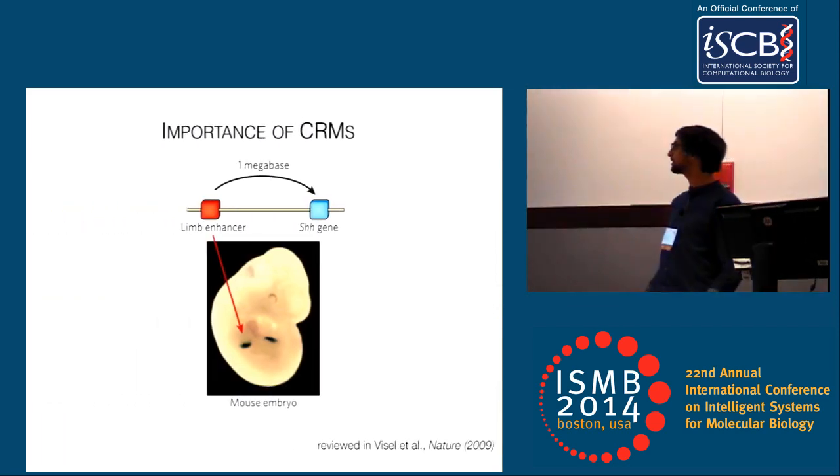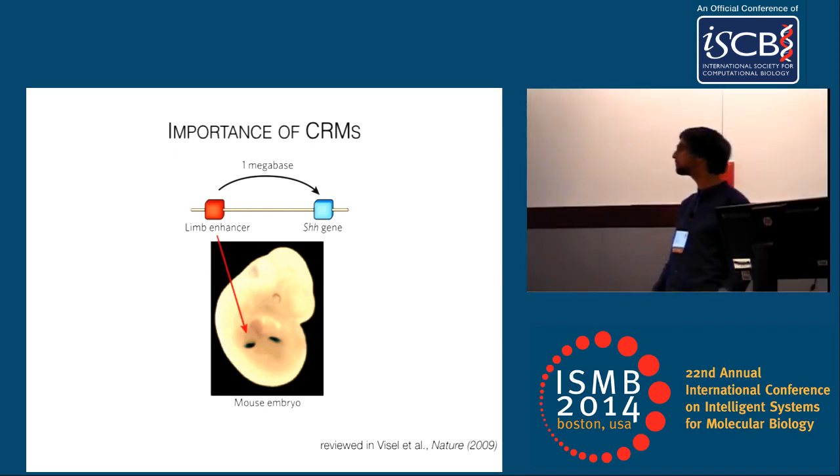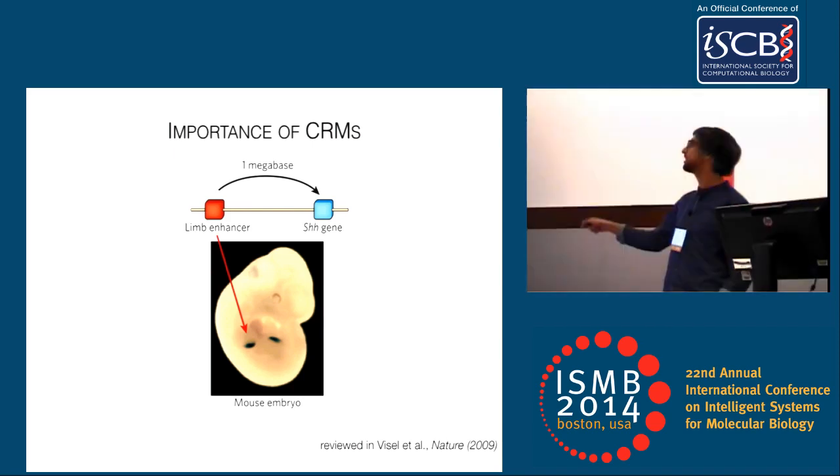Just a very simple example of that: here is a limb enhancer that has a very specific pattern of expression in the limb buds in the developing mouse embryo. It's quite far from its target gene, which is a typical feature of enhancers as well.